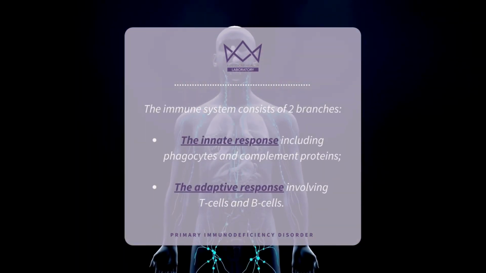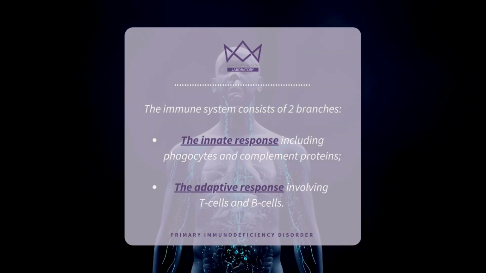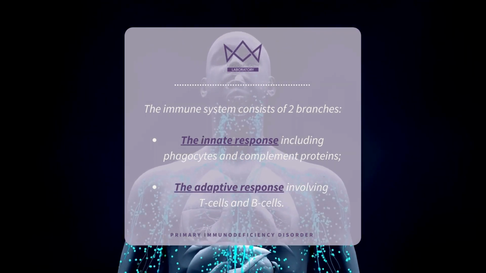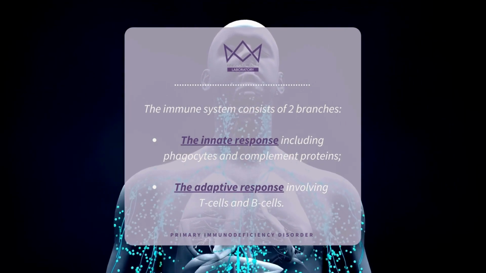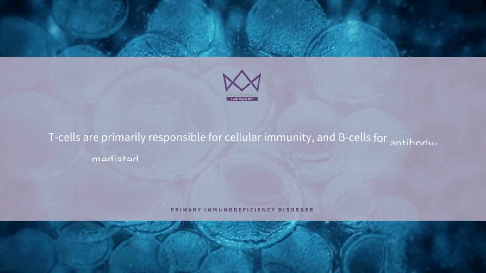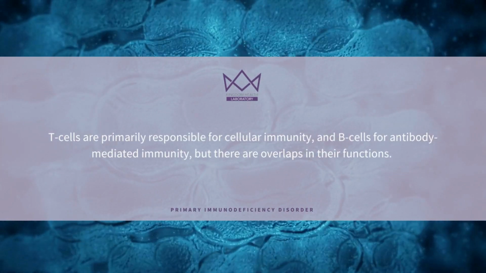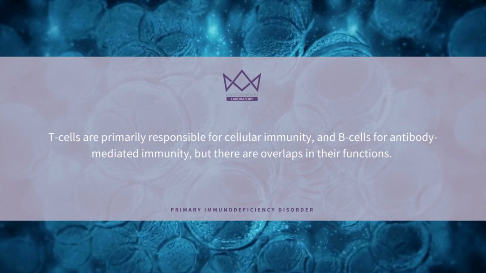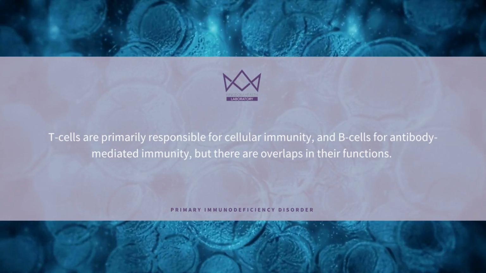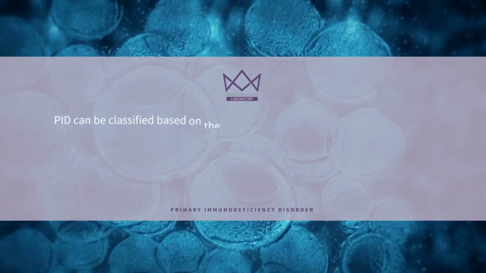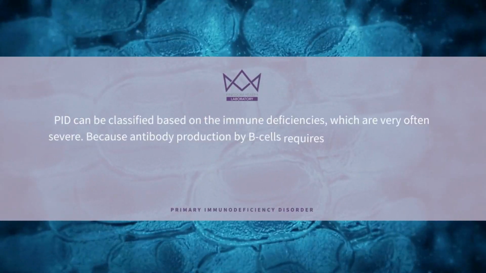The immune system consists of two branches: the innate response, including phagocytes and complement proteins, and the adaptive response, including T cells and B cells. T cells are primarily responsible for cellular immunity, and B cells for antibody-mediated immunity, but there are overlaps in their functions. PID can be classified based on the immune deficiencies, which are very often severe.